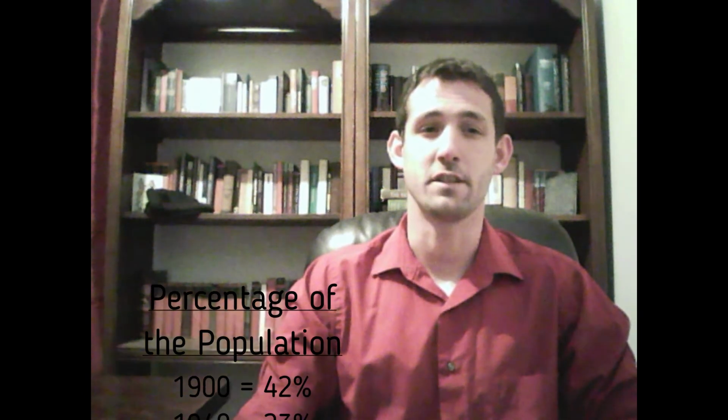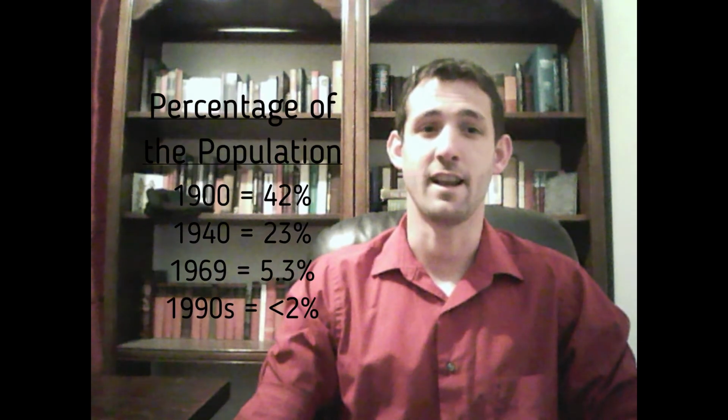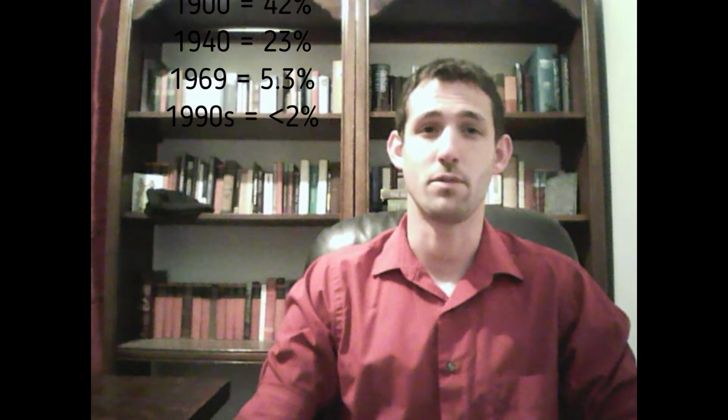This change looks even more drastic when the farm population is portrayed as a percentage of the total U.S. population. In 1900, nearly 42% of Americans lived on farms. That percentage dropped to less than 2% by the 1990s. The nature of American agriculture and the rural landscape were transformed during the 20th century as millions of Americans moved off of farms in search of work and new opportunities. This population shift had economic, social, and political ramifications, and technological innovation was the driving factor behind this change.